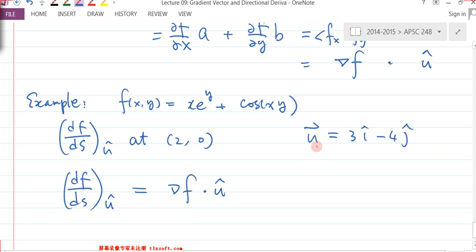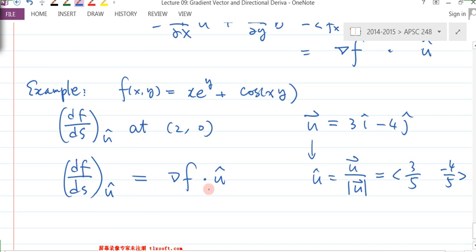So the question didn't give you the u hat, it only gave you u. So what do we have to do first? We have to normalize it, right? Okay, normalize it. And if you normalize that, I think you end up with a pretty decent one. So now we can use this u hat for our formula.